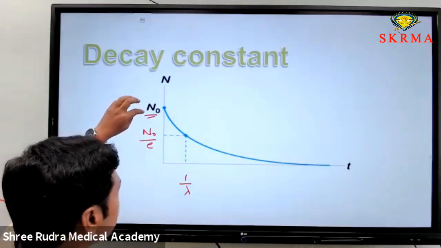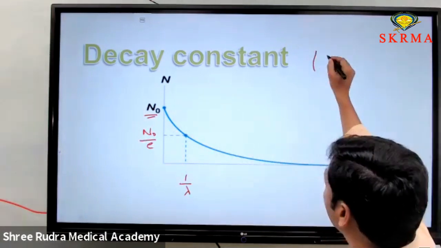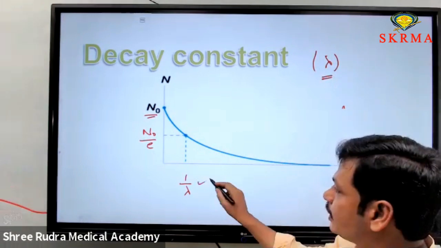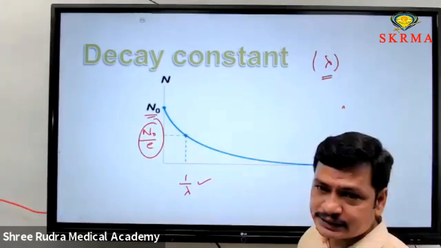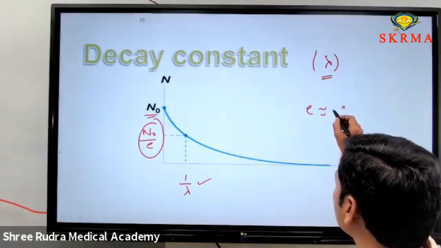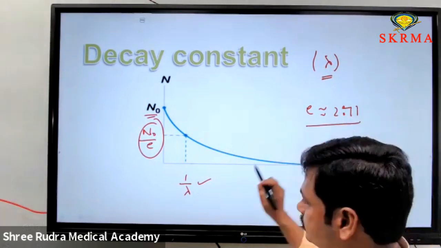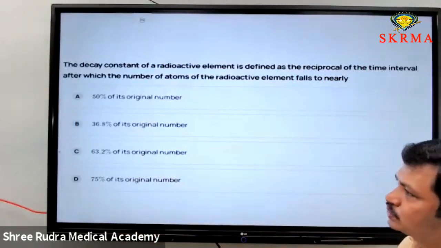The decay constant can be expressed as lambda. The lambda is the reciprocal of the time at which N becomes N naught by e. Here the e value is approximately 2.71. Let us discuss a question related to that.